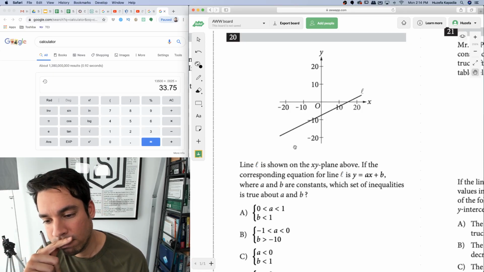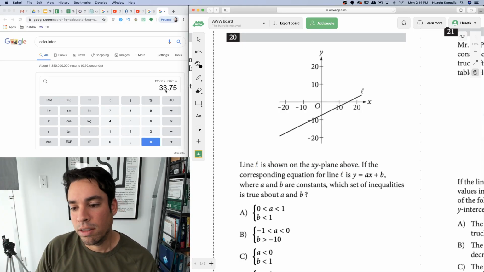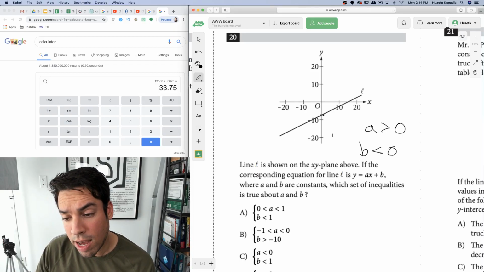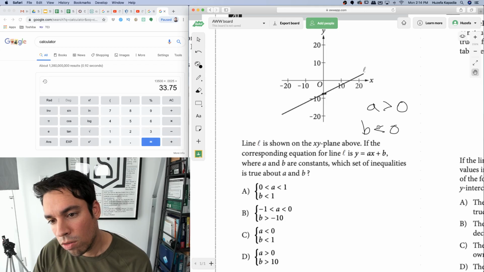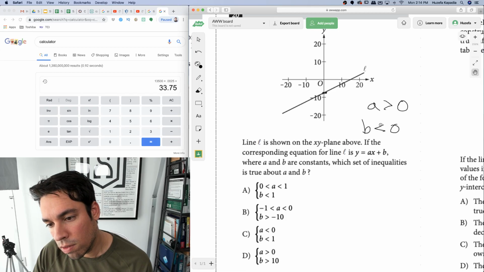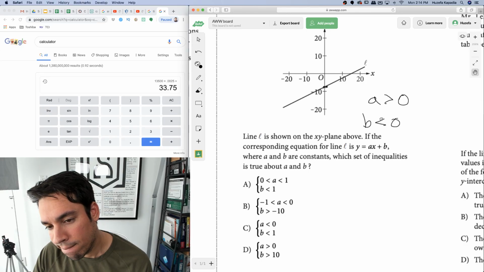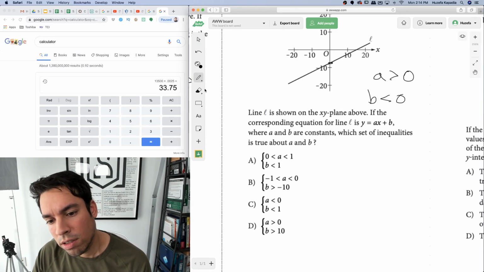Wait. Okay, so here, this is slope-intercept form. B is my y-intercept. B is clearly negative. And a is my slope. So a is positive and b is negative. I know that, right? Because the positive slope is going up from left to right. So, hold on. Okay, b is greater than negative 10. It's above negative 10. So actually, this is true. Wait a minute.